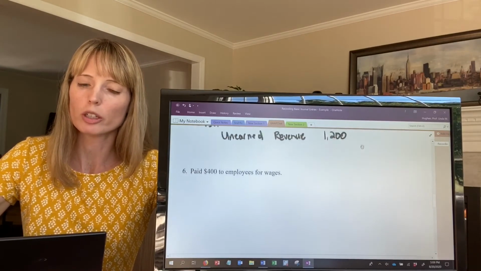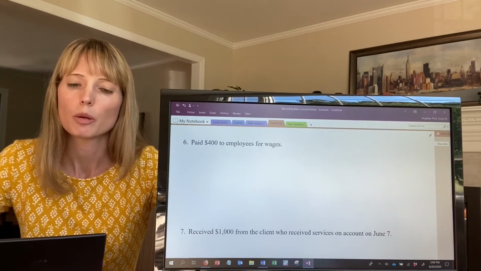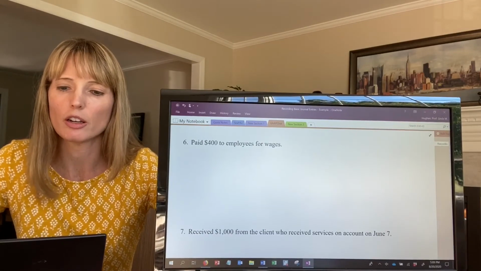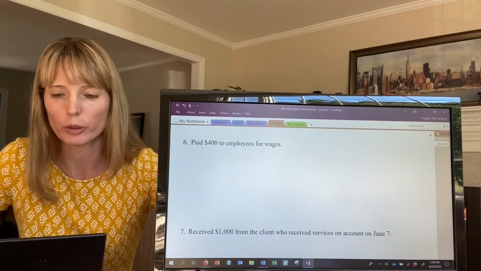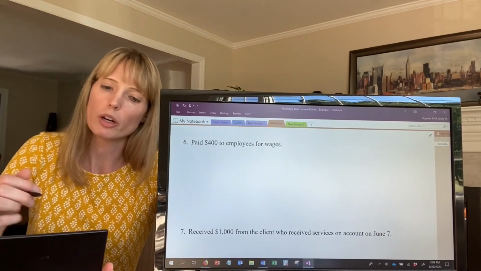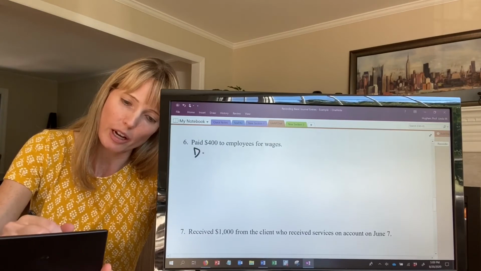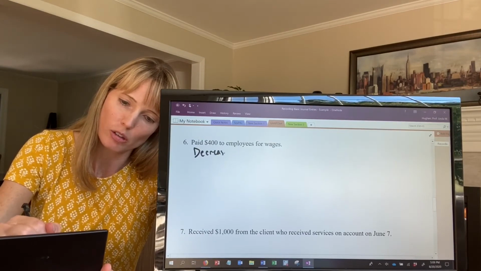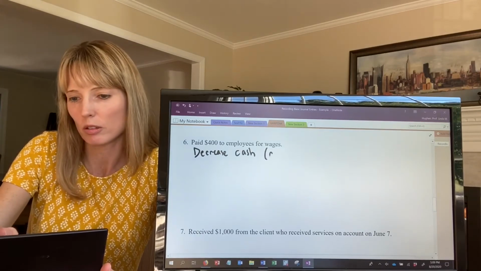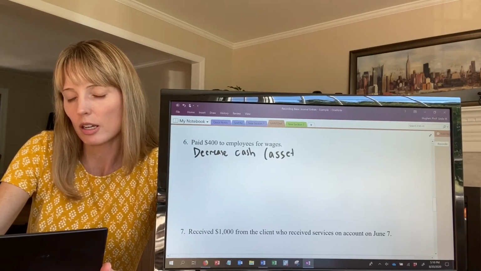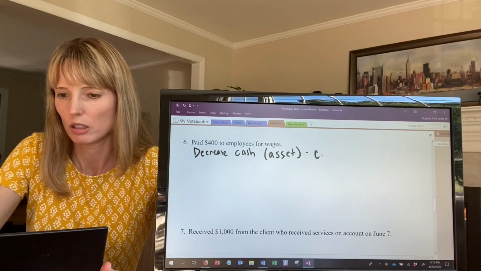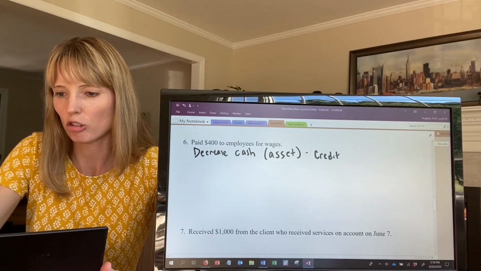Okay, transaction 5 was recorded. Let's move on to transaction 6. Paid $400 to employees for wages. Now, it doesn't explicitly say that these were wages earned by the employees this period, but we can assume that that's the case. So what happened? Well, we pay out cash, so we decrease cash. And cash is what kind of account? It's an asset. And how do we decrease an asset, with a debit or a credit? We're going to credit cash.